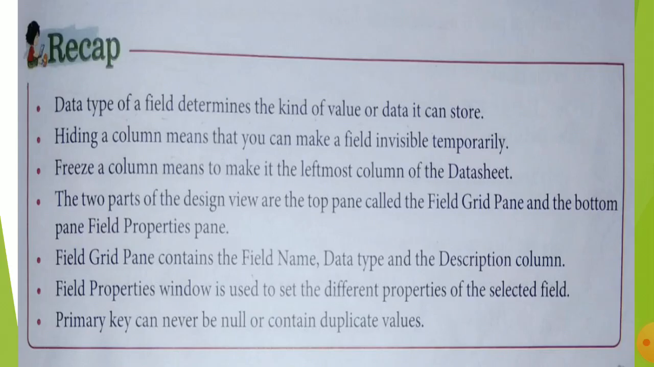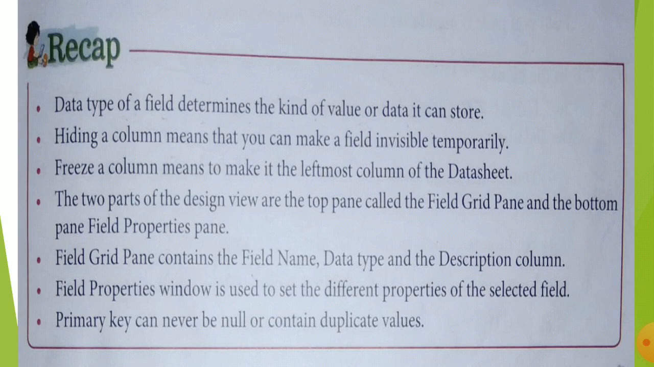Students, the data type of a field determines the kind of value or data it can store. It means it will specify which type of data you are going to use in a particular field. Like if you are using the text data type, you can set the field according to that. If you are using the roll number, you can set the number field. So many data types are there, like memo, number, date and time, currency, auto number, yes/no, OLE object, hyperlink, attachment. Okay, many more are there.